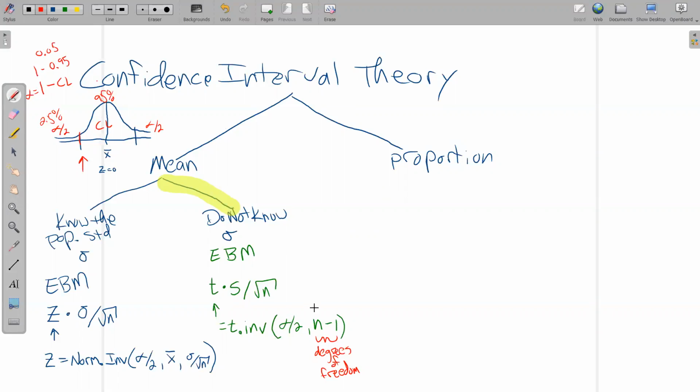So I would have to calculate this on a spreadsheet or a calculator, or StatKey will just whip this out for me without a formula, which is kind of nice. And so I'll demonstrate that in a moment. So that's how I would calculate the error bound there.